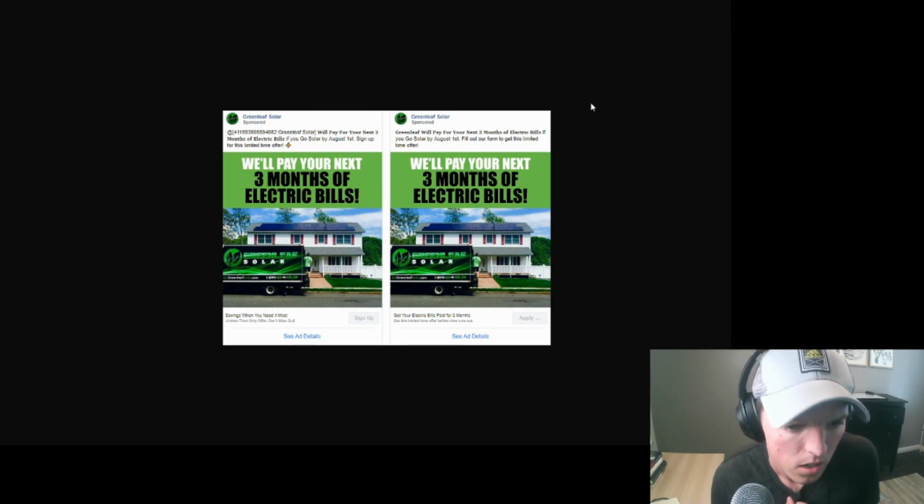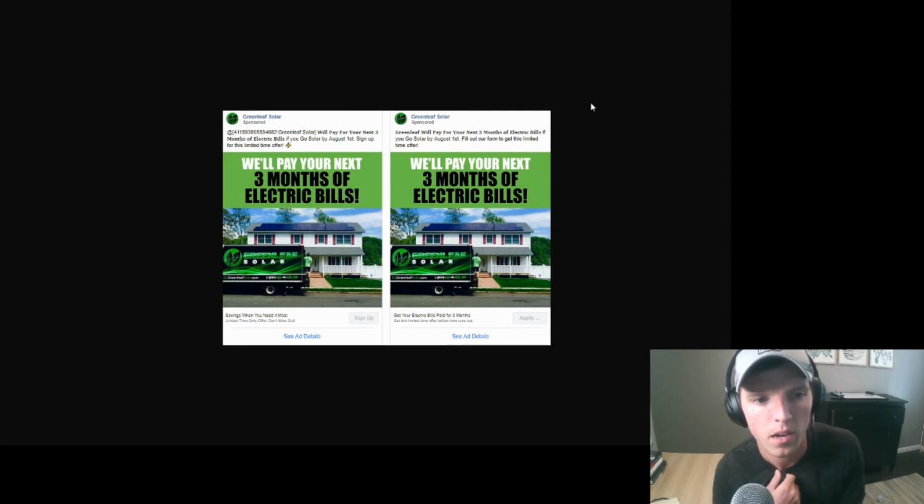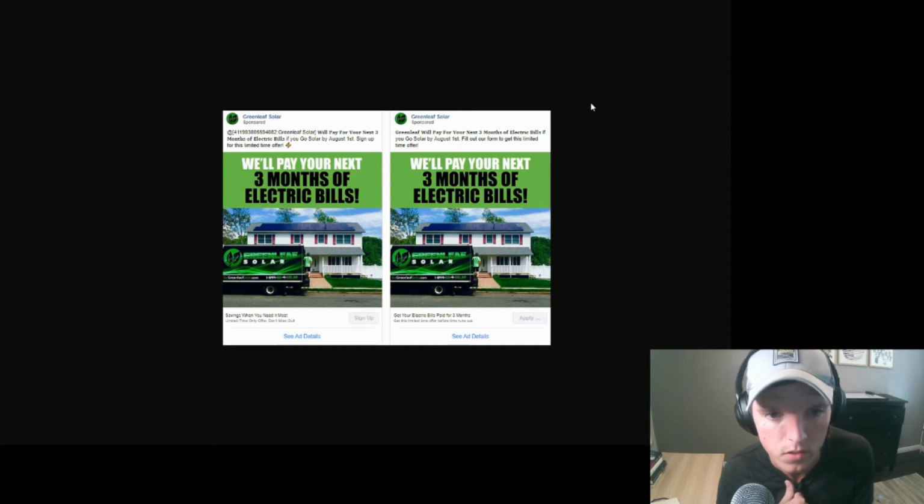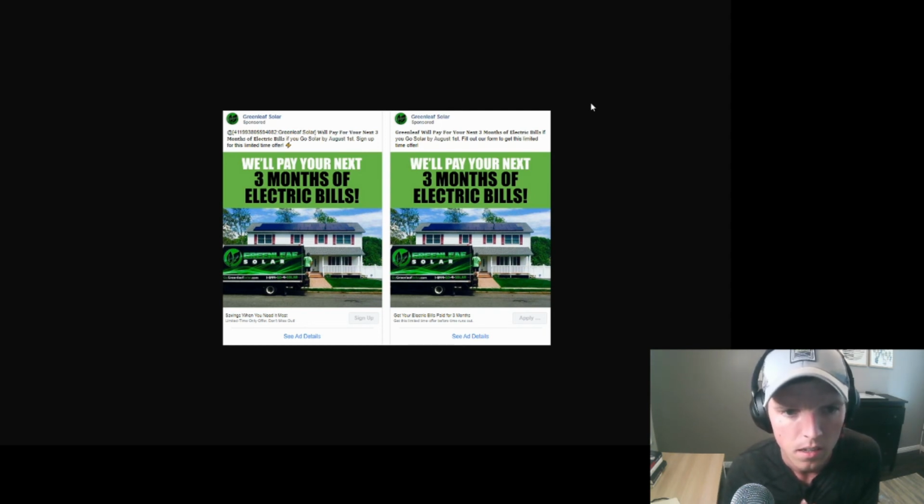Okay, so I don't remember where this one is. This one actually has a good hook: we'll pay your next 3 months of electric bills if you go solar by August 1st. Fill out the form to get a limited time offer. Very basic. It doesn't mention that you have to own your home. The ad itself doesn't even mention solar necessarily.